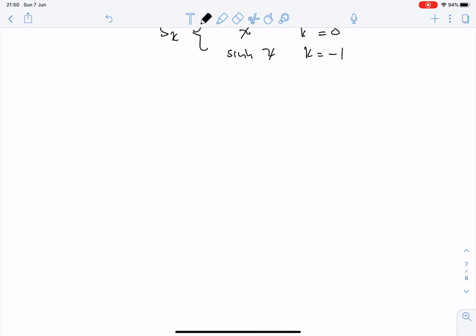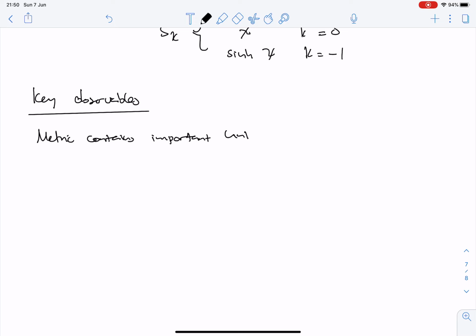Okay, so before we actually get on to the equations of cosmic dynamics, as I would call them, let's just look at a couple of key observables. These are things that you will see in the literature and things we will talk about later. In particular, that's because the metric contains some important links back to the observable universe. And the most important thing it contains is a scale factor.